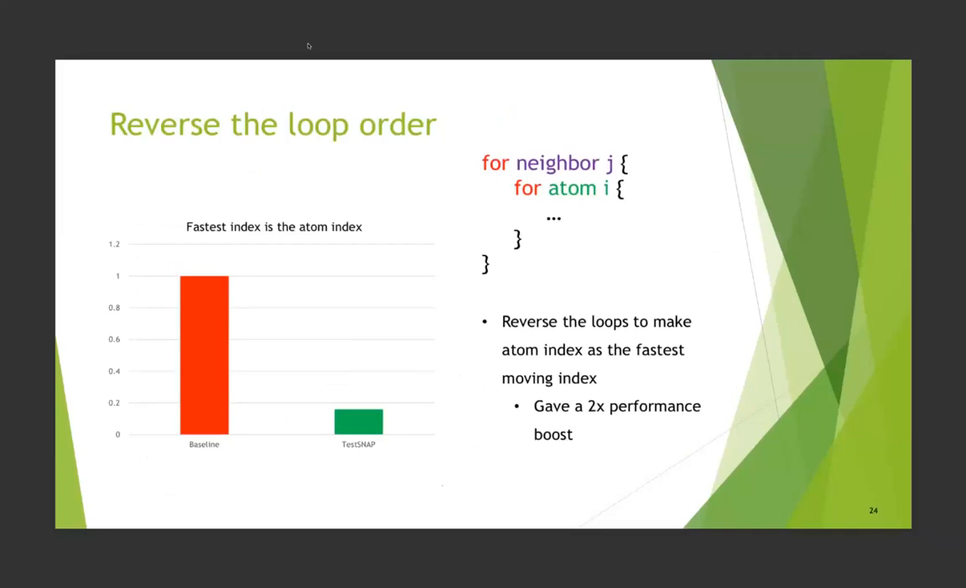The other thing that we did, as you see on the top right side, was that we reversed the loop order. Initially we used to do the atom loop outside and the neighbor loop inside, and now we reverse the order, making atom the faster moving index, with the neighbor loop outside. This was much easier to do because we split the kernels up, and it became a simpler process. And this change gave us another 2x performance boost. Next slide, please.